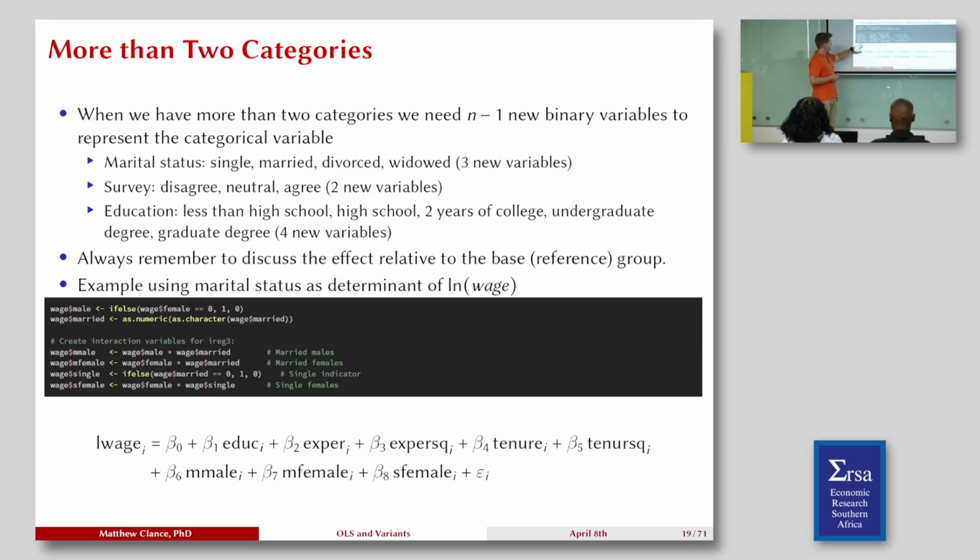And then I can go about creating some categories that look at interacting male and married, female and married, and then single. I'm just flipping around from the married binary variable, and then creating a single female. What does this mean? When I run this model, I have my education, experience, and experience squared. You see I'm starting to add more and more categories to try to get a better outcome. Then I have married male, married female, single female.